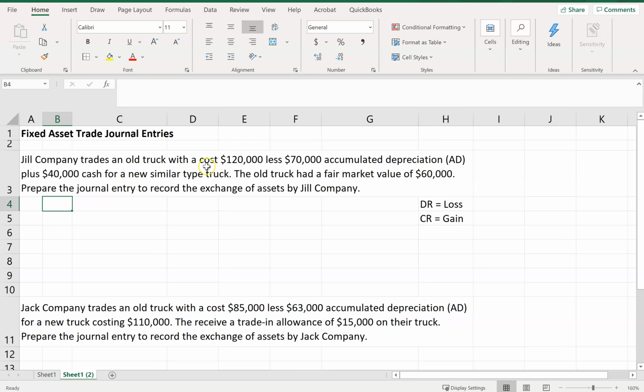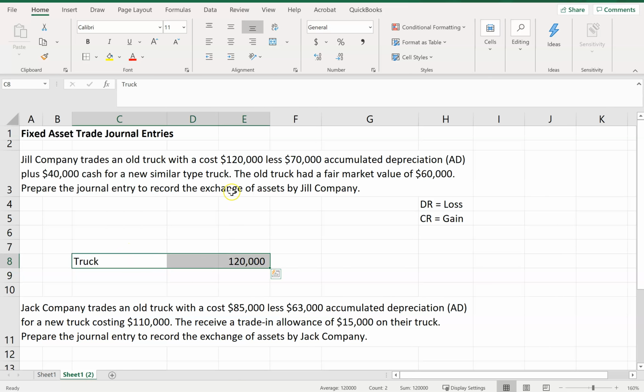So to trade an old truck with a cost of 120 means we get rid of the truck. So I'm just going to skip a few lines and then I'm going to do a credit to truck. This is also sometimes called vehicles or some kind of other fixed asset account, but either way you're going to need to do a credit to get this asset off the books.